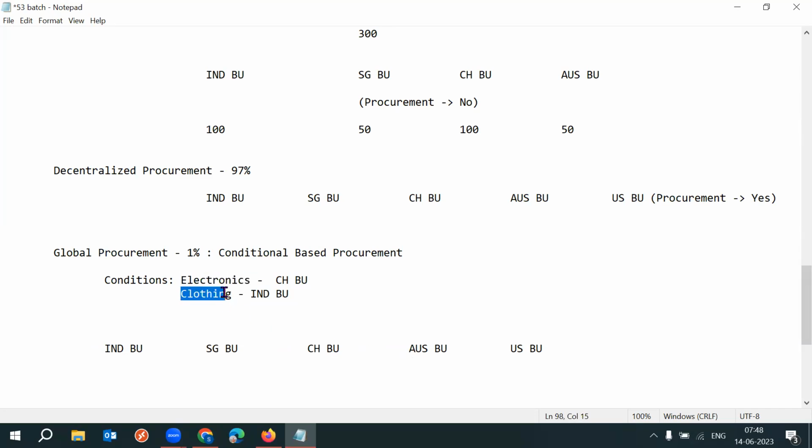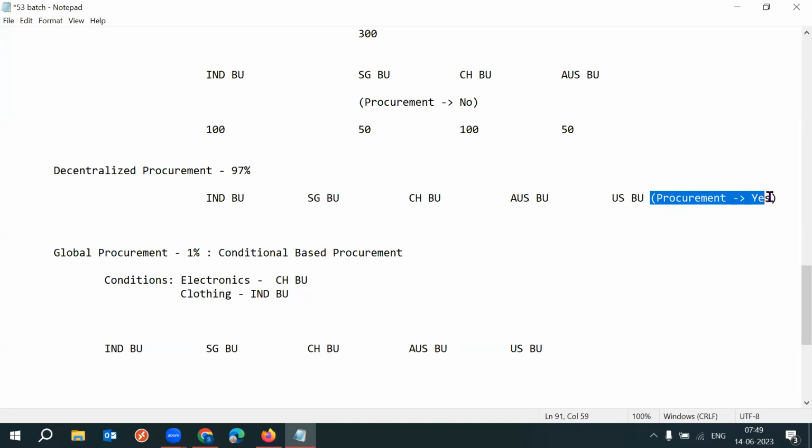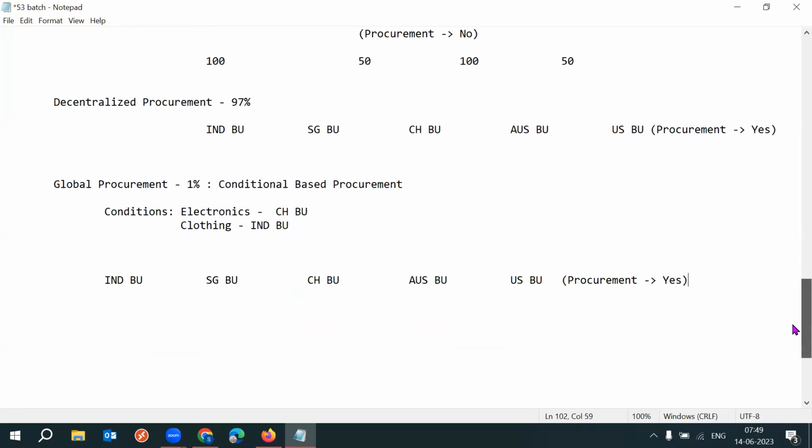Other than electronics and clothing, for the remaining categories, they can buy on their own. Only for these two categories, they should go to the respective BUs. All these BUs have the procurement business function, yes. Let us take Australia. If it is electronics, Australia has to buy from China. If it is clothing, Australia has to buy from India. Other than these two, for the remaining categories, Australia can buy on their own. So this is one type of condition based on the category.